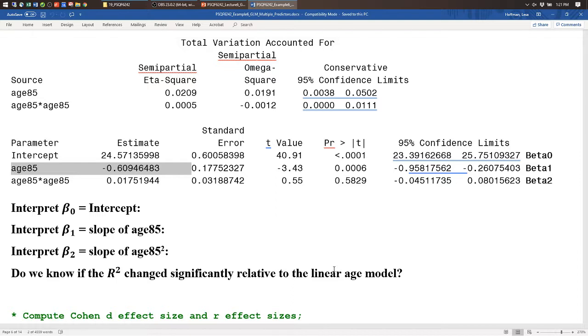It's the slope per year of age, but what does the quadratic do to it? Let me get out my handy dandy pointer. Remember? The slope changes? Yes. So this is the slope at 85 specifically, because putting a quadratic in the model means the slope either speeds up or slows down.